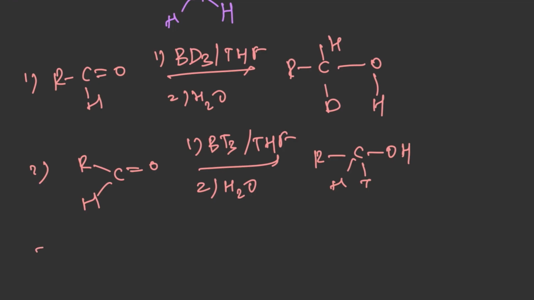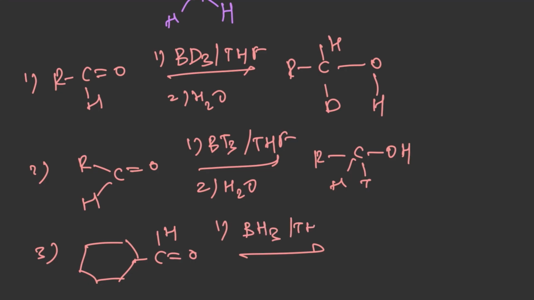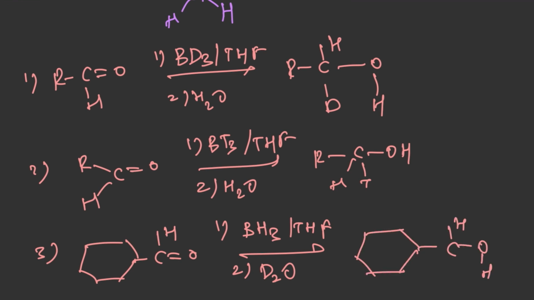Now next question, we have an aldehyde. First it will react with BH3 THF, second D2O. So it will form RC, OH, hydrogen and hydrogen. This compound will form.